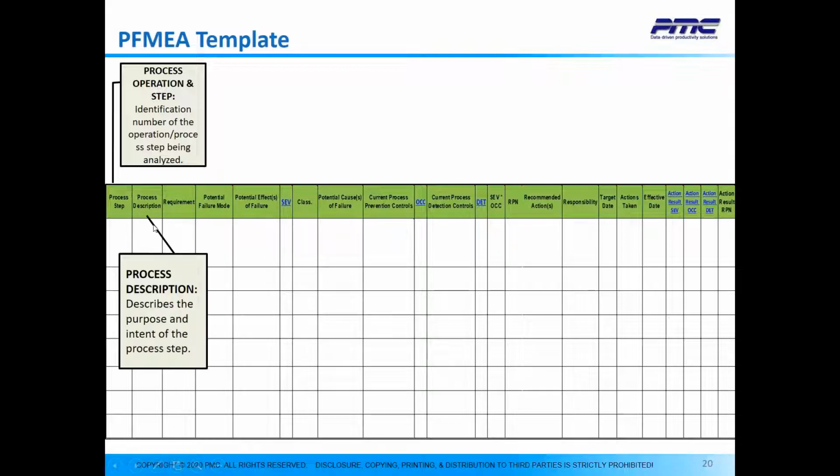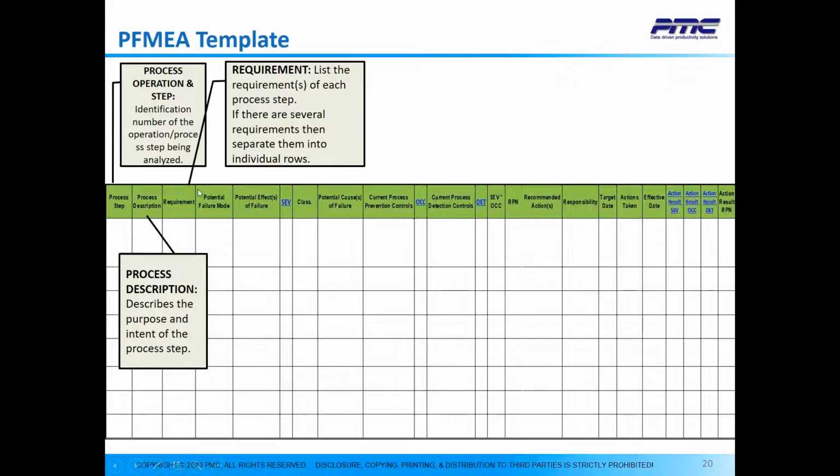In this case, the next step describes the purpose and the intent of the process step. Requirements: list the requirements of each process step. If there are several requirements, then separate them into individual rows. It's important to understand this because of the way we branch out your process steps the first time around: it's going to start with the requirement. If you have multiple requirements, that means you may have multiple potential failure modes, and each has to be treated separately. Because of that, we add a separate row for each of the requirements.